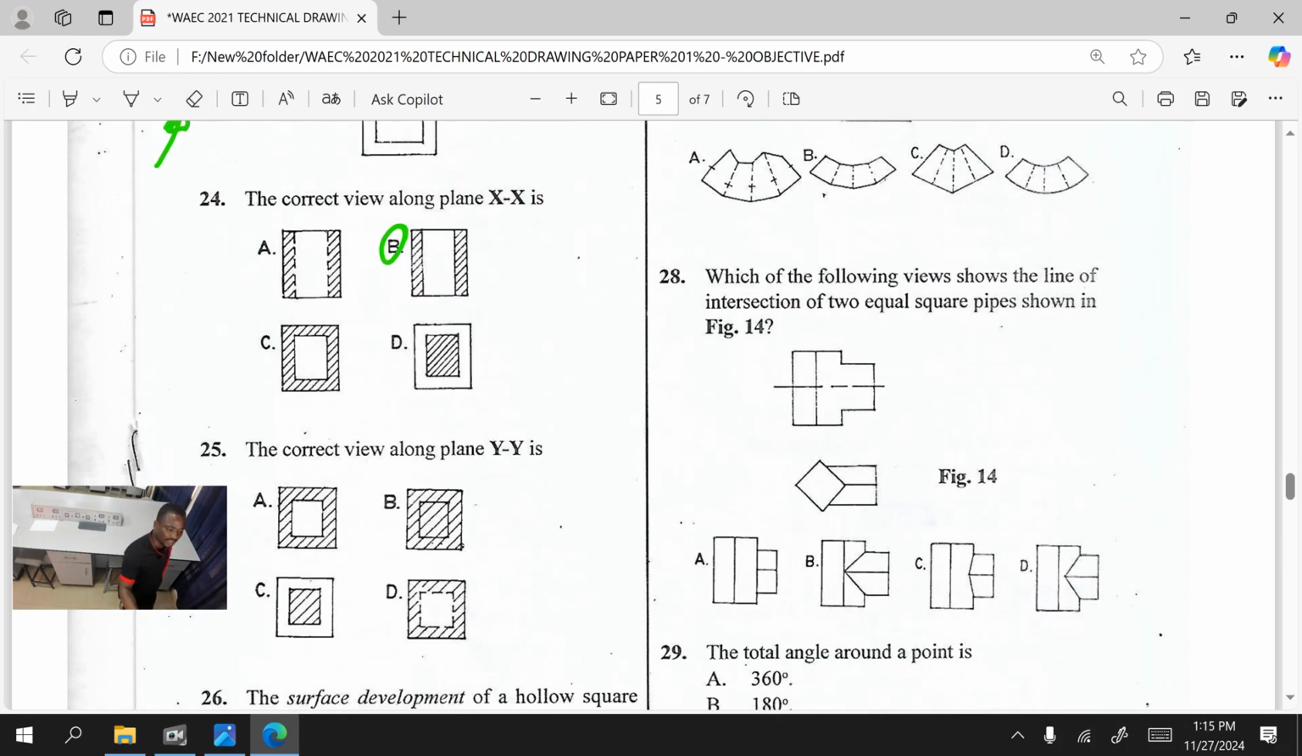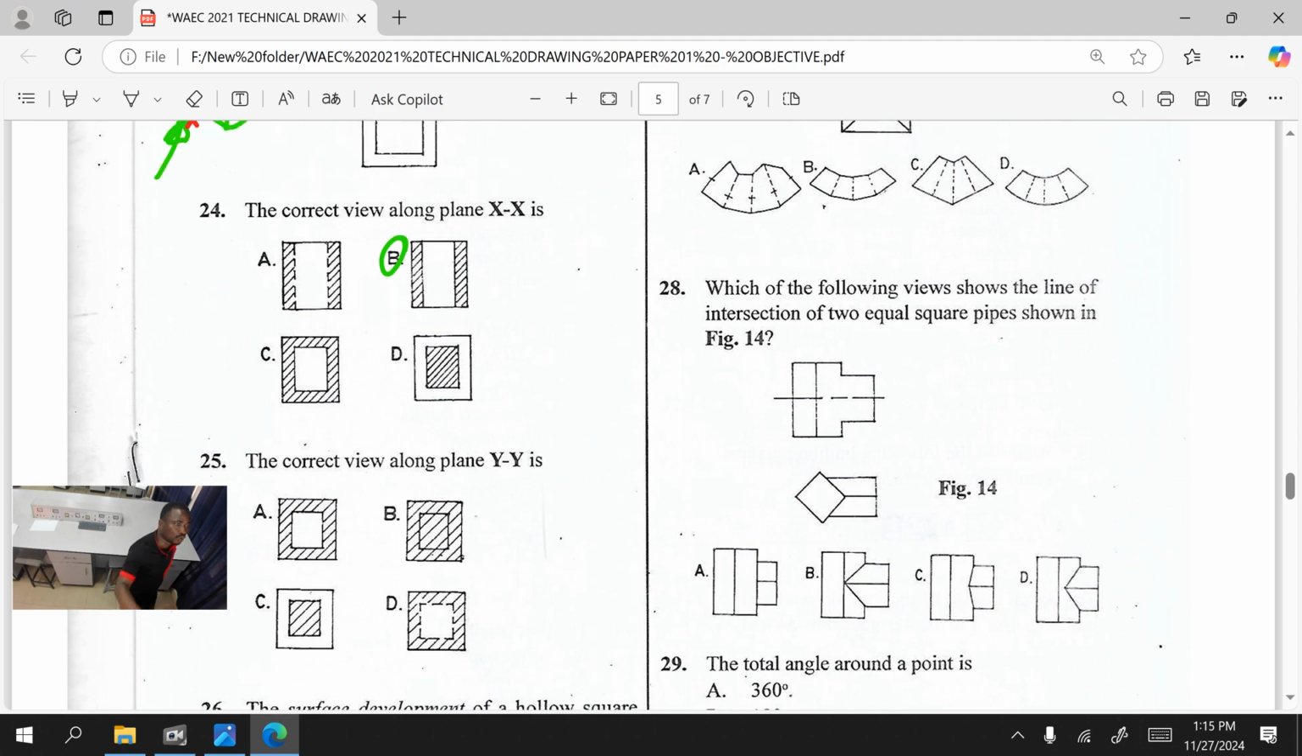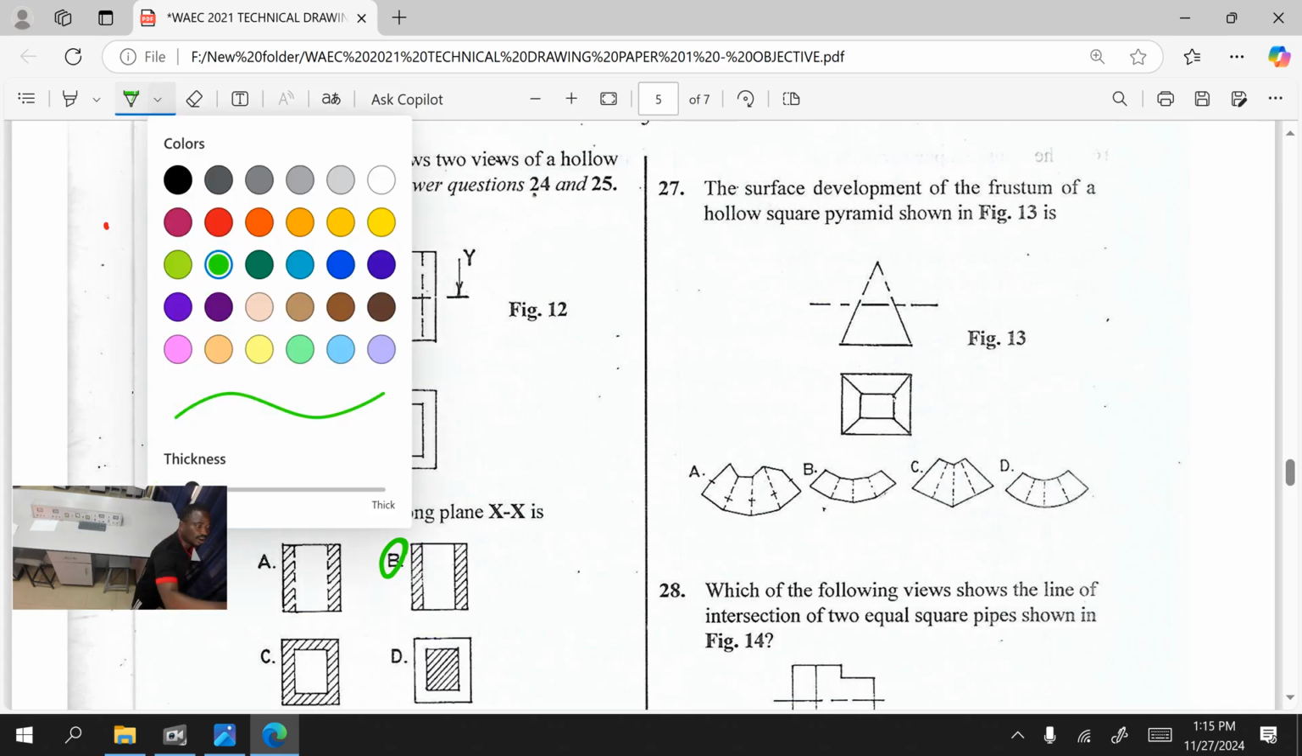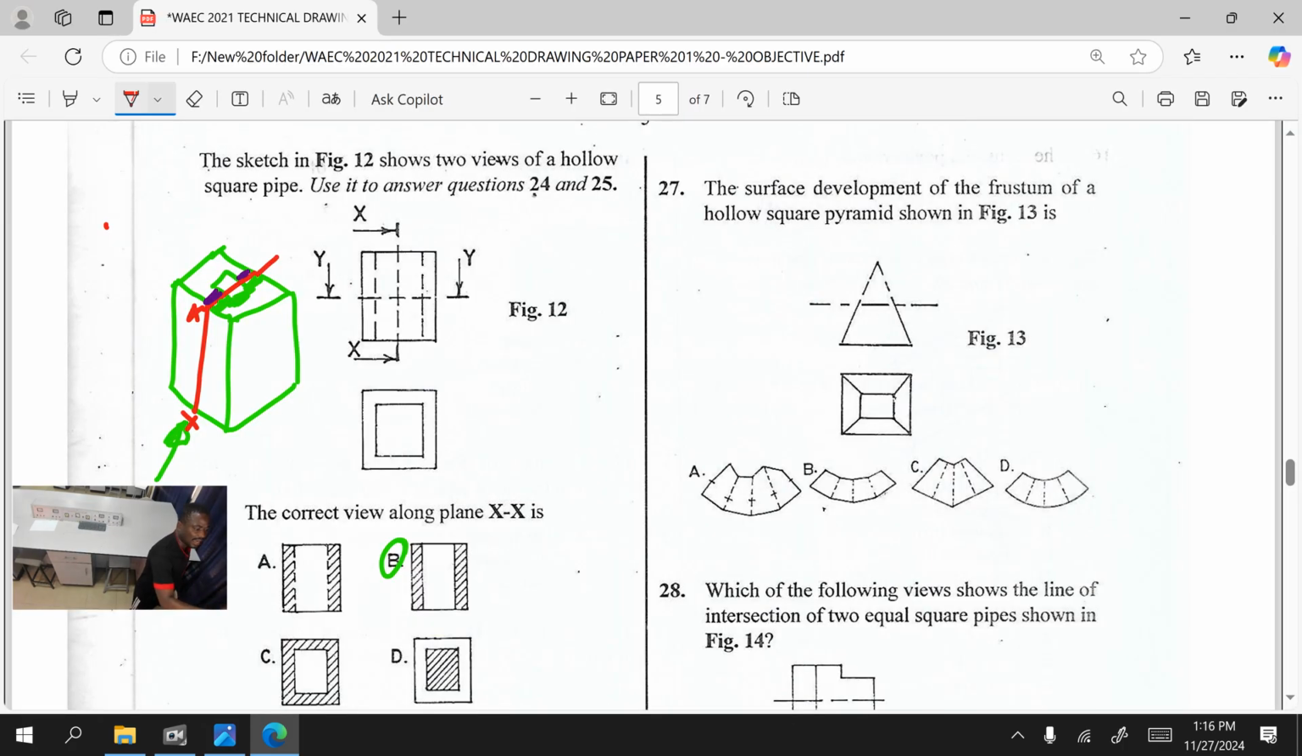Let's go to 25. The correct view along YY. Good. The XX cuts it longitudinally. Then YY is cutting it at the middle horizontally. So if we cut this object, look at it. If I put a cut on this object at this point, what will I see?